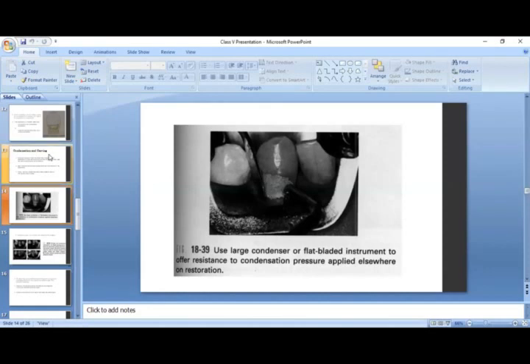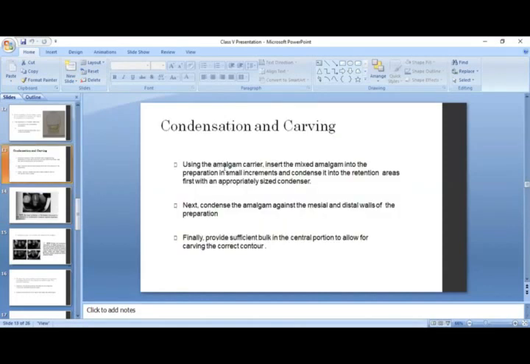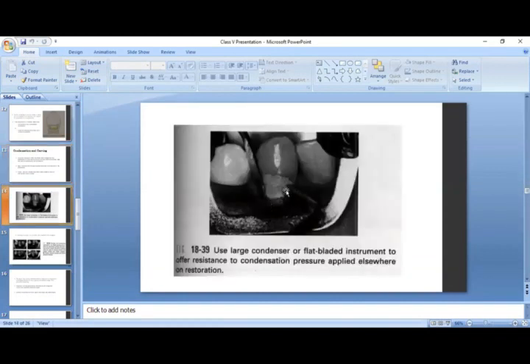Right? So if we summarize, first we need to use the amalgam carrier, sorry, in order to pick the restorative material from the pot, right? And then we use a small size, or appropriately sized, condenser, right? This is basically the condenser, right? We condense the material into that area which we previously designed, and after the amalgam is set, we just remove all of the excess in that region in order to finish the restoration, right?